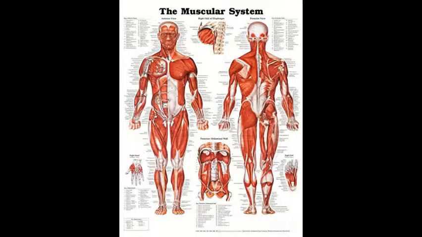The muscular system is in charge of providing movement to the body. This works with the help of the nervous system. There are 5 characteristics of the muscular system. The first one is that the muscles are excitable. This means that they respond to and receive stimulation from the nerves.